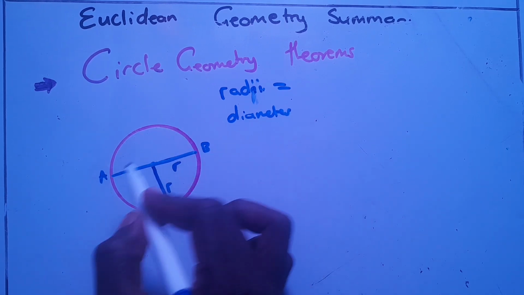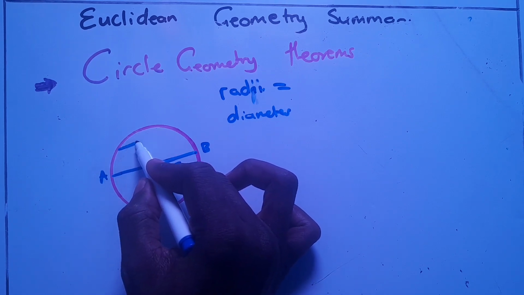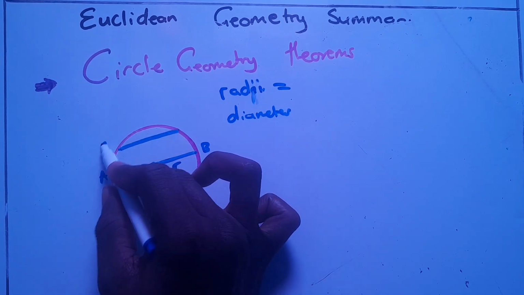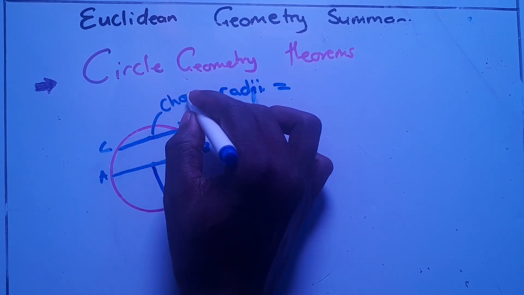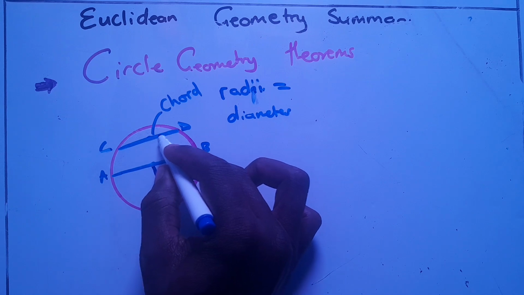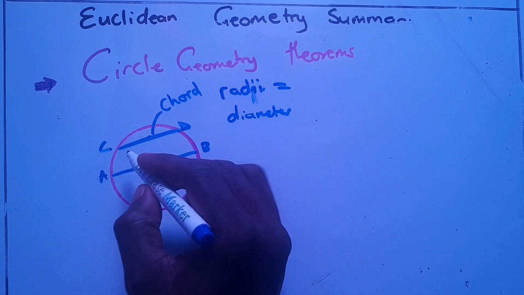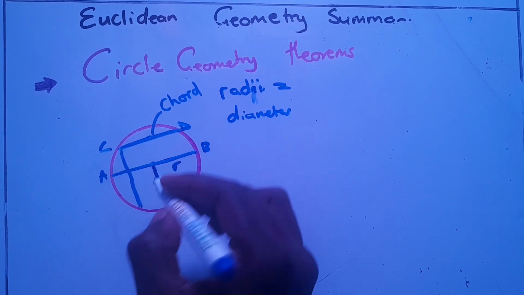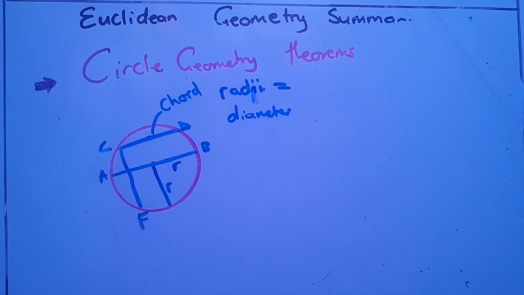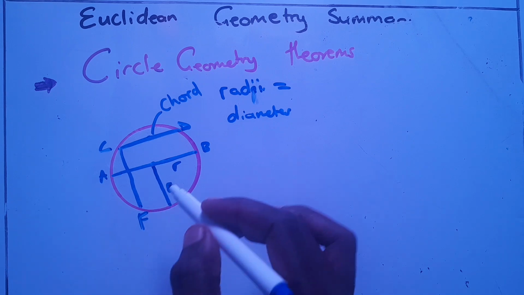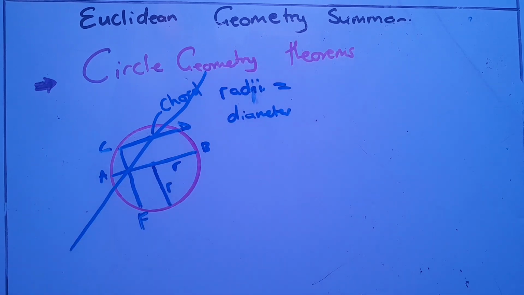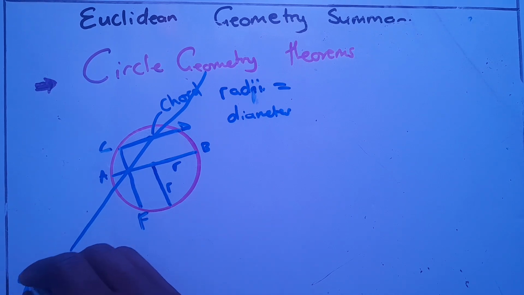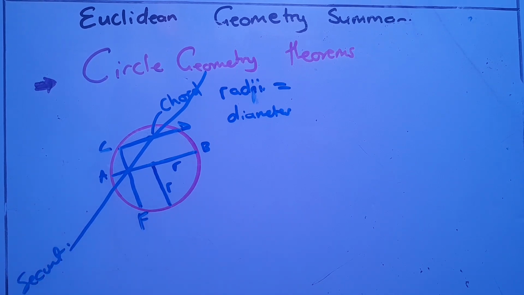So if we have any line that is not passing through the center like this, then this line is a chord. So this is a chord CD. You can have a chord anywhere, right? Even here, if I draw something like this, CF, it is also a chord because it is not passing through the center, right? And we can have a line passing inside the circle, not passing through the center like that. That is a secant. So that line is a secant.